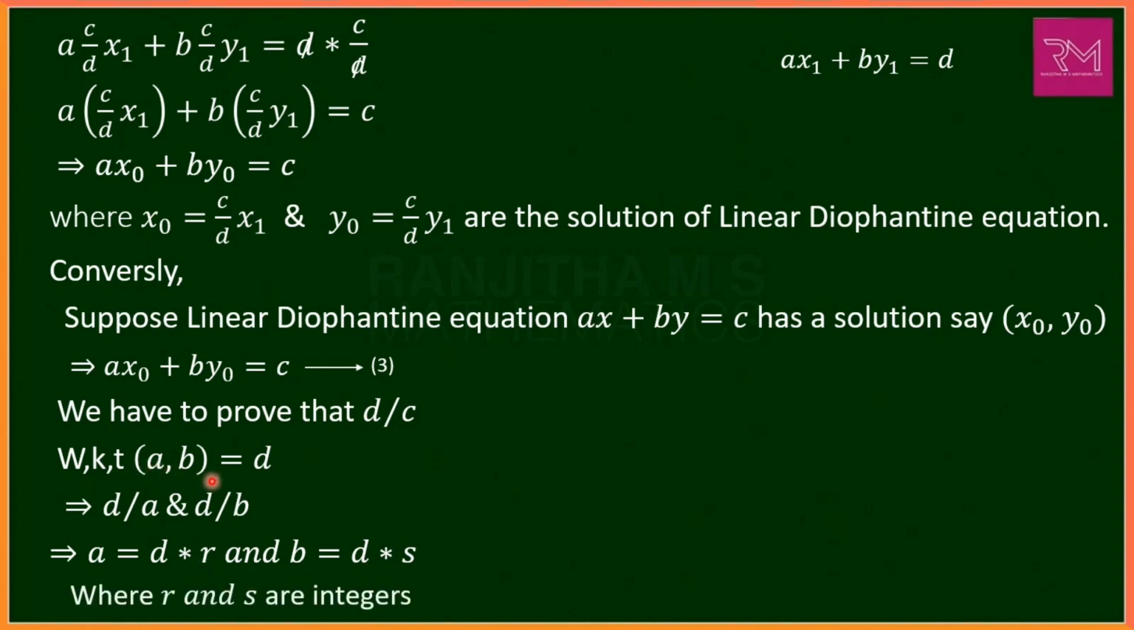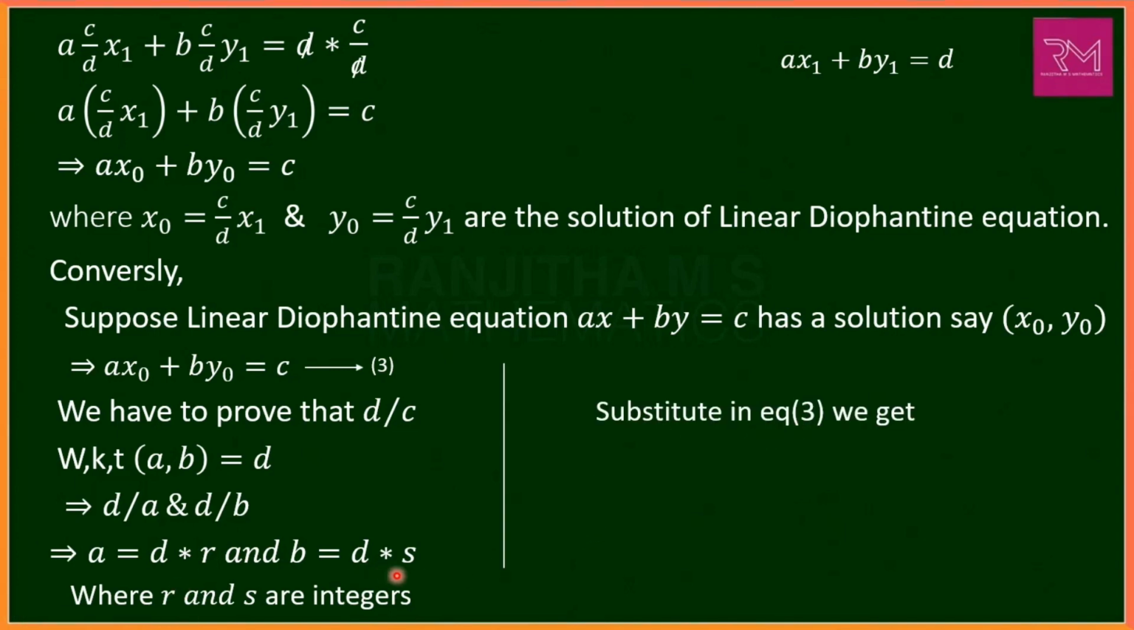So we know that GCD of a comma b is equal to d, and this gives d divides a and d divides b. This is obtained by the definition of greatest common divisor. If d divides a and d divides b, we can write a is equal to d into r and b is equal to d into s. This is because of the definition of divisibility. These are all the values discussed in previous videos.